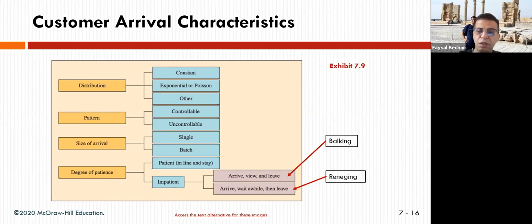Patience has two types: they arrive, view, and leave, or they arrive, wait a while, then leave. These are two types of people, so what's the big deal about it? If somebody comes in, arrives, waits and leaves, that makes the line bigger and longer. There are also people who come and see the line is so big, and they also leave. So these are things you need to look at when you're providing a queuing system.